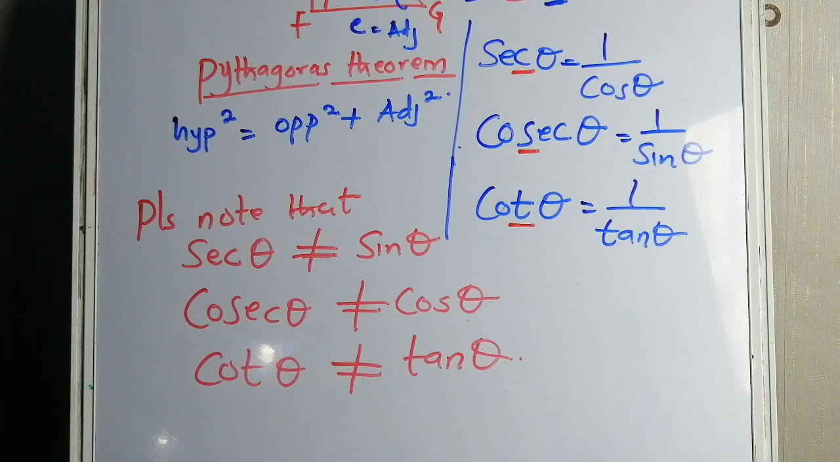Then you can move on to find your sin theta, your cos theta, and then your tan theta. Or I can ask you to find sec theta, or cosec theta, or cot theta. So we'll solve questions under this part, so that we can get the understanding. We are not rushing, we are taking our time.